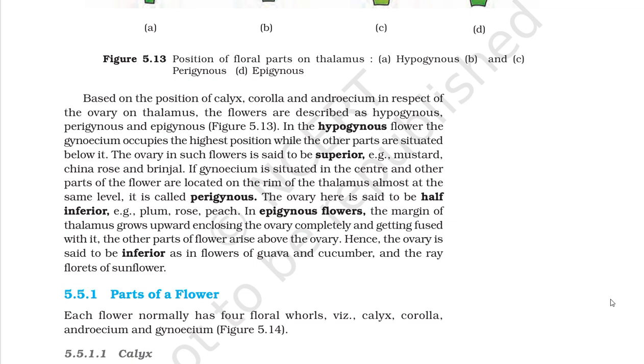Example: plum, rose, peach. In epigynous flowers, the margin of the thalamus grows upwards, enclosing the ovary completely and getting fused with it. The parts of the flower rise above the ovary. Hence, the ovary is said to be inferior, as in flowers of guava and cucumber, and the ray florets of sunflower.